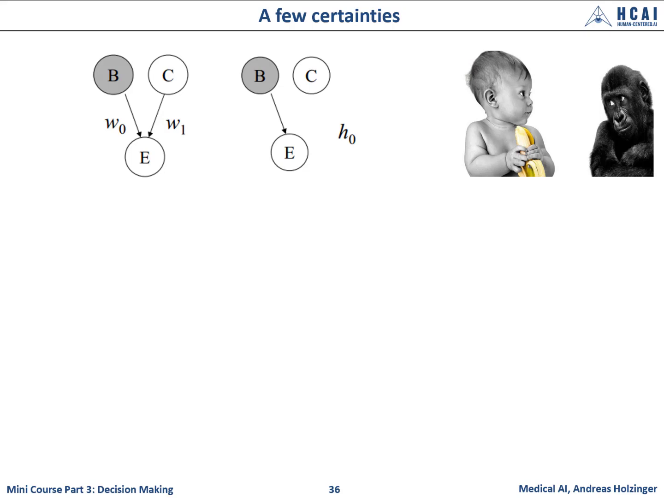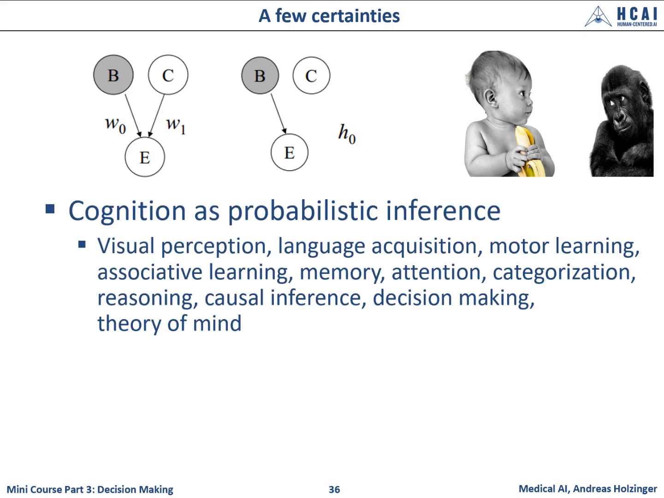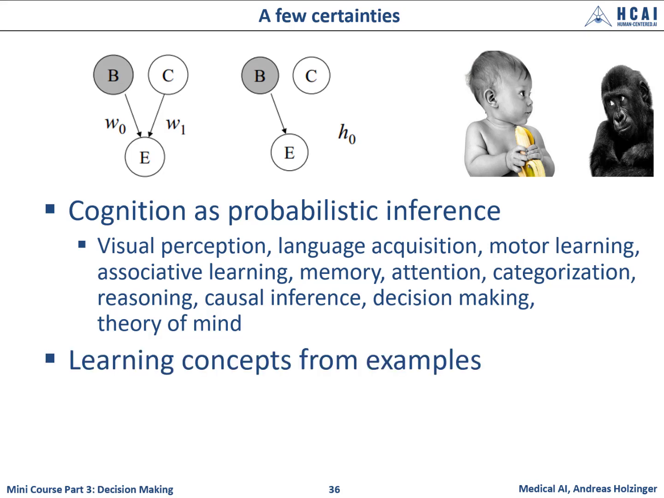So how strong is the relationship, or does a relationship exist? So this is the question of cognition as probabilistic inference, where we use our visual perception, the language acquisition, motor learning, for example, associative learning, memory, attention, categorization, reasoning, causal inference, decision-making, theory of mind. All of this is of complete difficulty for modern artificial intelligence and machine learning.